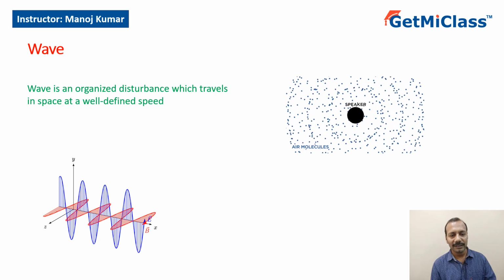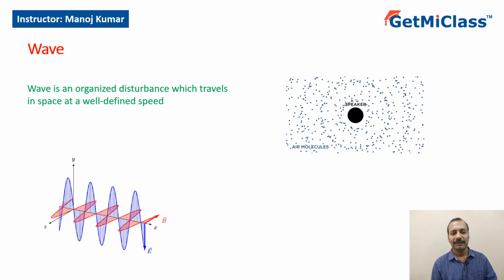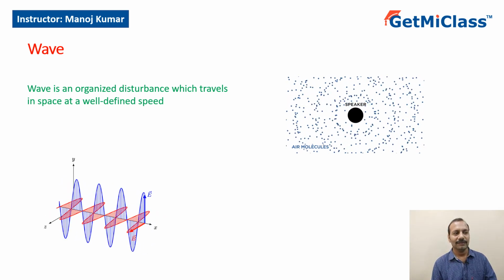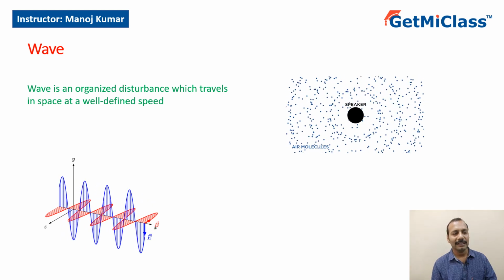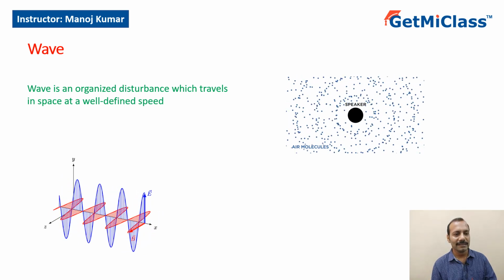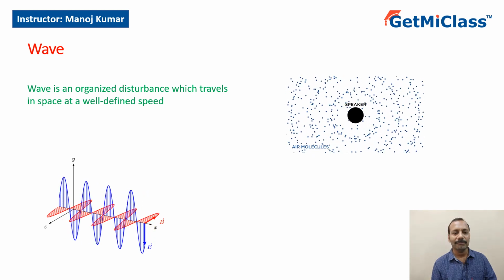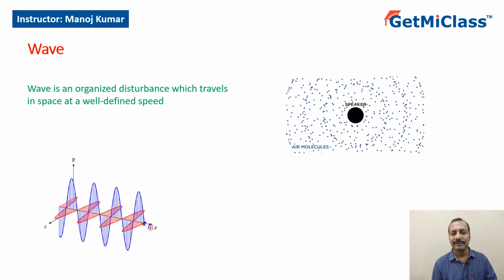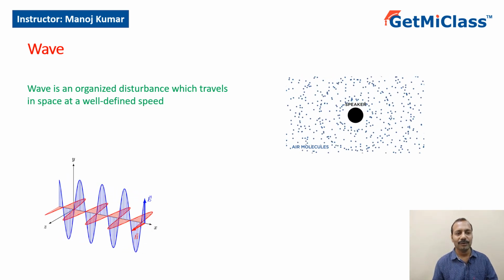The other way of looking at it is I can say a wave is a disturbance which is traveling from one point to another point in space. So of course, depending on whether it is traveling in a medium or if it doesn't require a medium, we can classify it into mechanical waves and non-mechanical waves. Mechanical waves are waves which require a medium to propagate from one point to another, and non-mechanical waves are waves which do not require a medium to propagate from one point to another.